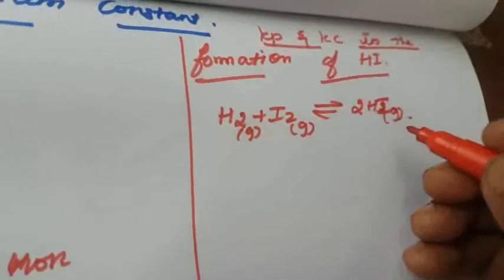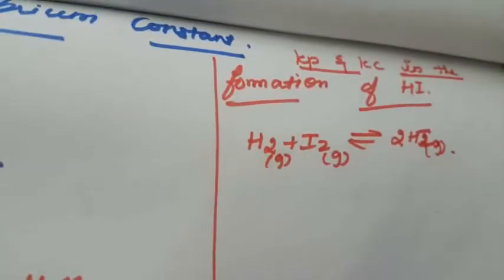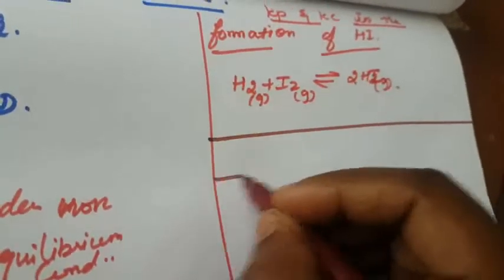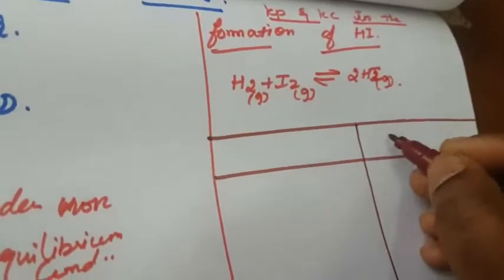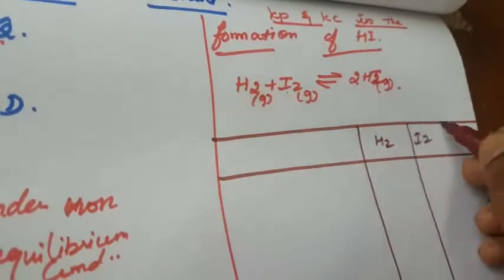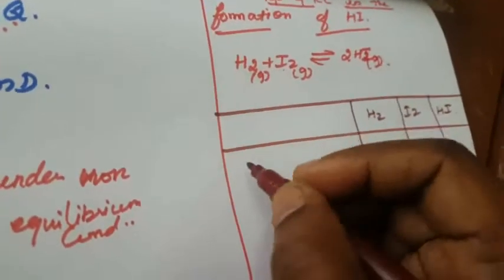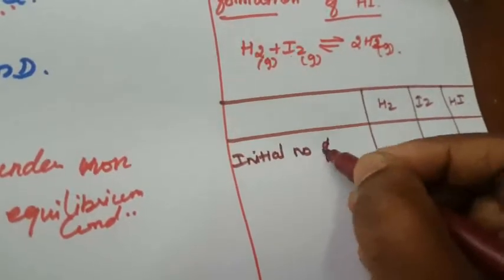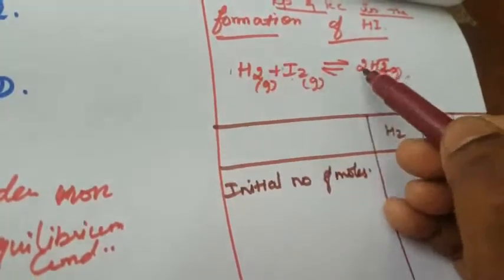First, we consider A moles of hydrogen. Now we draw one tabular column. What values are we going to write? This is hydrogen, this is iodine, then this is hydrogen iodide. Here first is the initial number of moles. How to calculate the initial number of moles? Here 1 mole, here also 1 mole, here 2 moles.